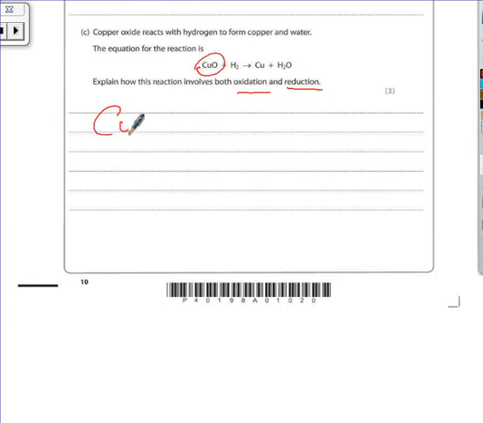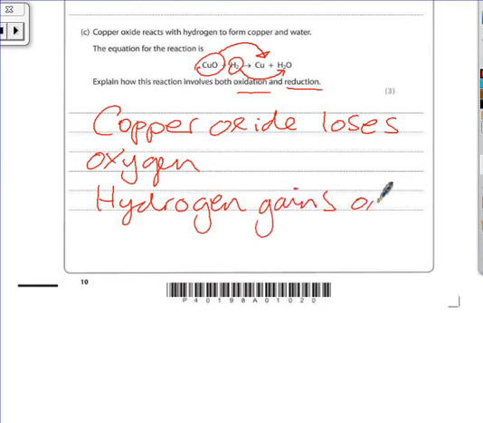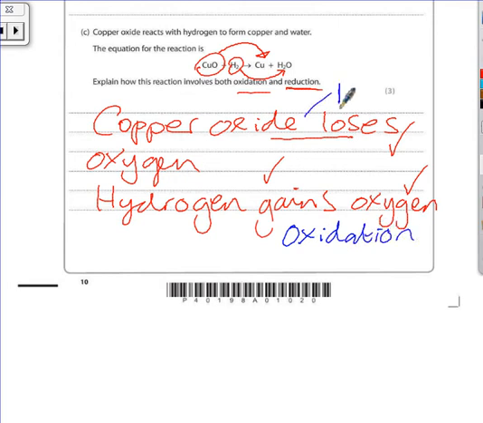So the copper oxide, let's put the words copper oxide loses, and you can see there it's lost oxygen. And hydrogen, you can see that it gains oxygen, so that should be 2 marks, 3 marks. Hydrogen gains oxygen. So there's 1 mark for each of those, and a further mark for knowing that oxidation is the gain of oxygen, whereas reduction is the loss. Hang on, rub that bit out. Sorry. Yep, gaining oxygen is oxidation, clearly, and losing oxygen is reduction. Okay, 3 marks there.